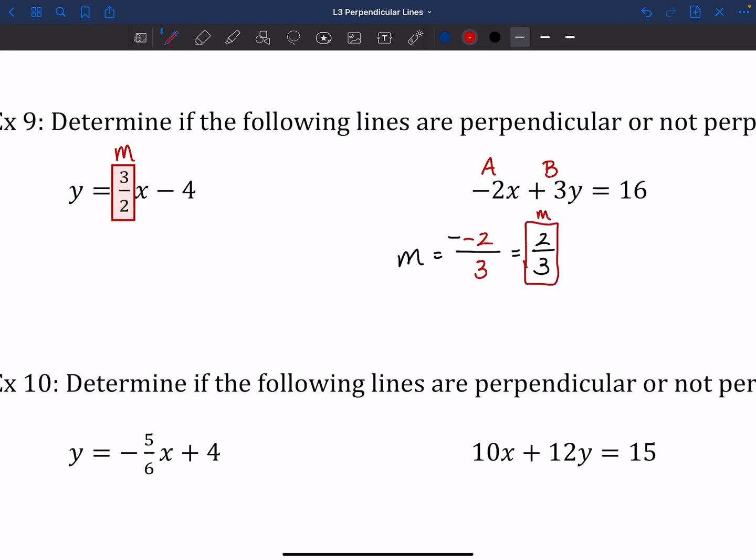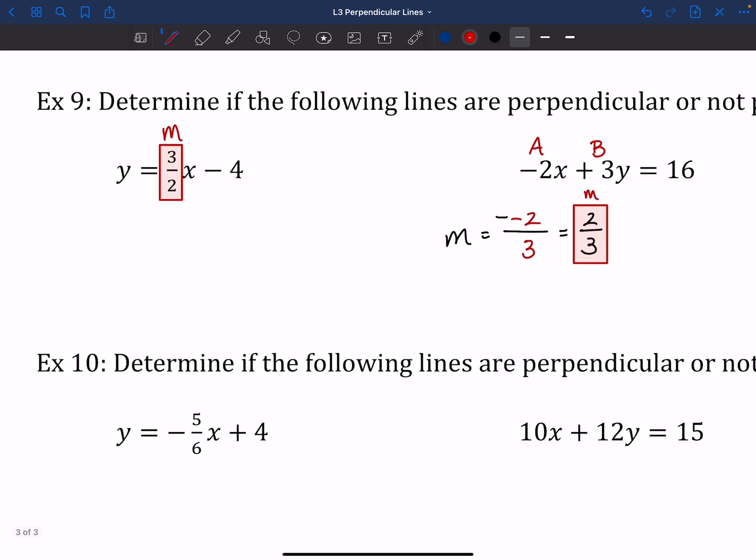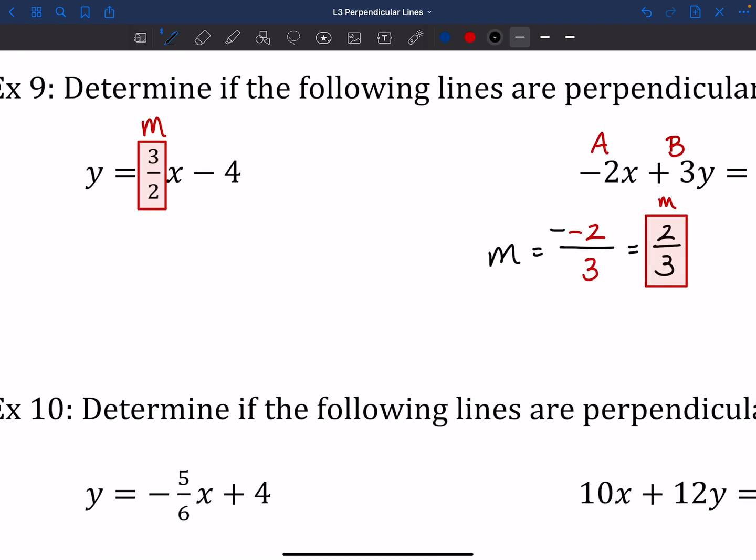When we're comparing these to figure out if they are perpendicular or not, there's two different things you could do. You could just look at them and say, oh yeah, they're not opposite reciprocals. They're not perpendicular. But a foolproof way to check is to multiply them together. So I'm actually just going to do that. This first one was 3/2. I'm going to multiply it by the second one, which was 2/3. When I multiply these together, the top multiplies the top. 3 times 2 is 6. Bottom multiplies the bottom. 2 times 3 is also 6. And 6 over 6 is 1.